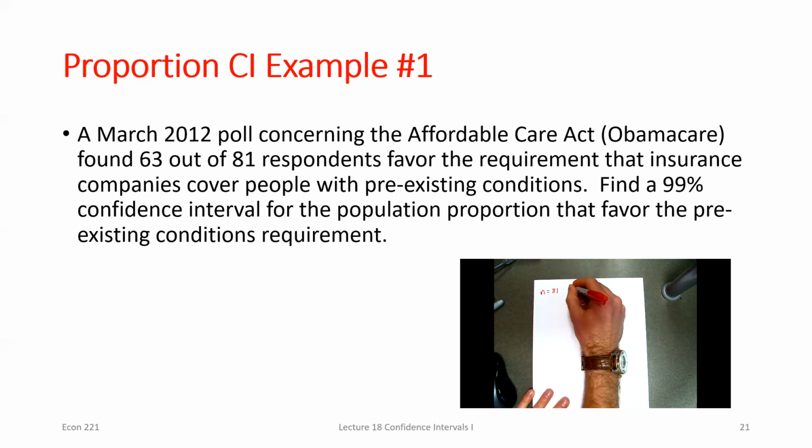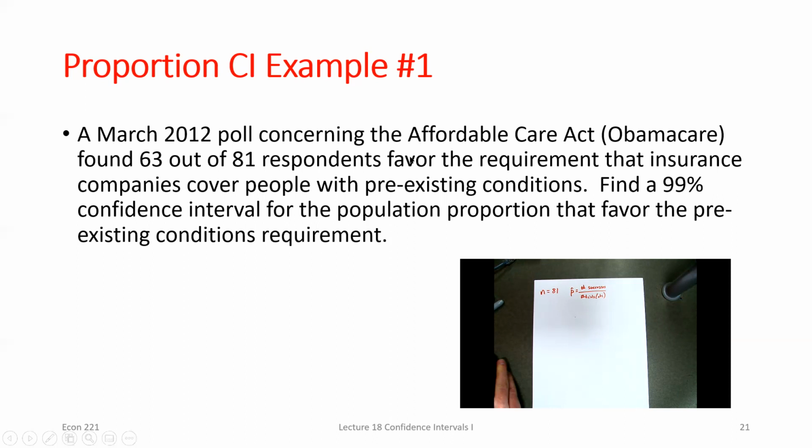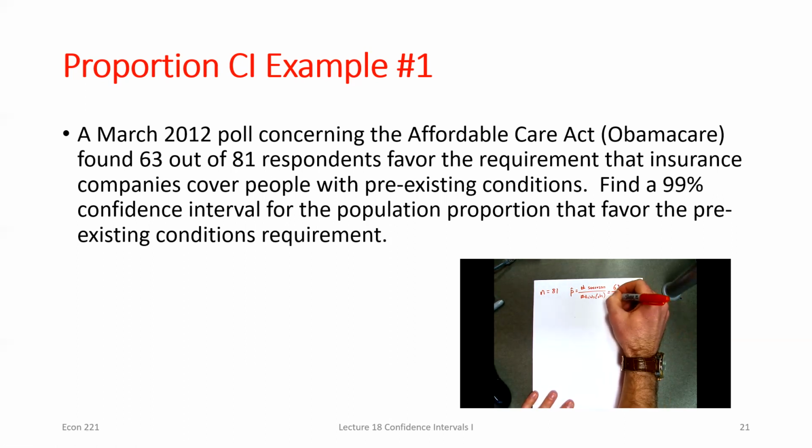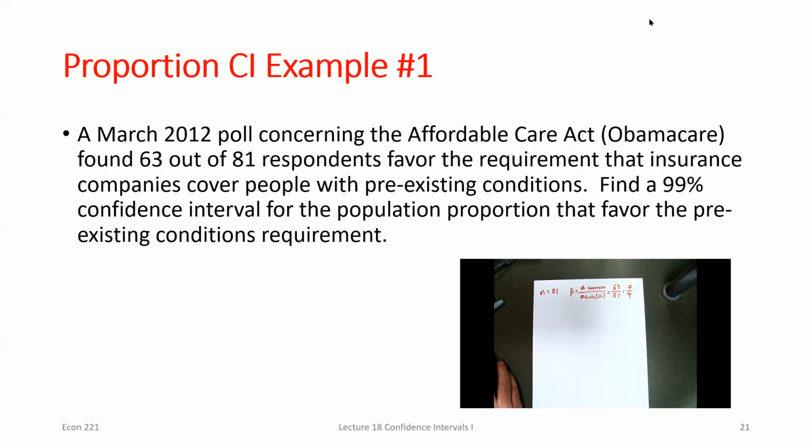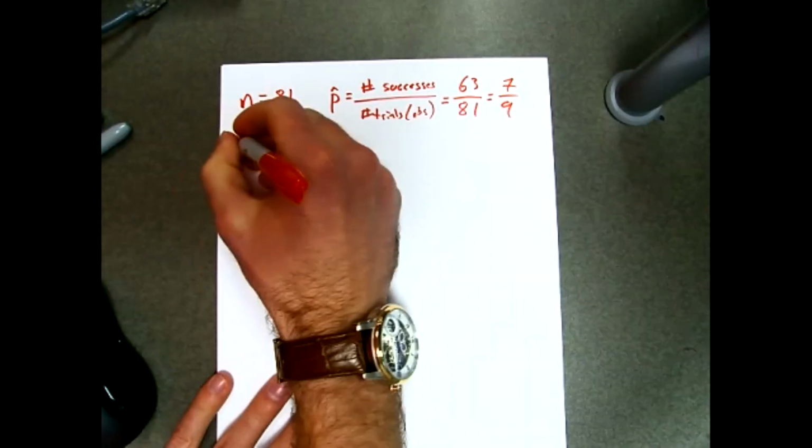Our sample proportion, remember, what was the definition of our sample proportion? It was the number of successes out of the number of trials, or kind of observations. Well, here, 63 out of 81 people had a favorable view of this. And so our sample proportion would be 63 over 81, which I think simplifies down to 7/9. We also have a 99% confidence interval. So what should our value for alpha be?